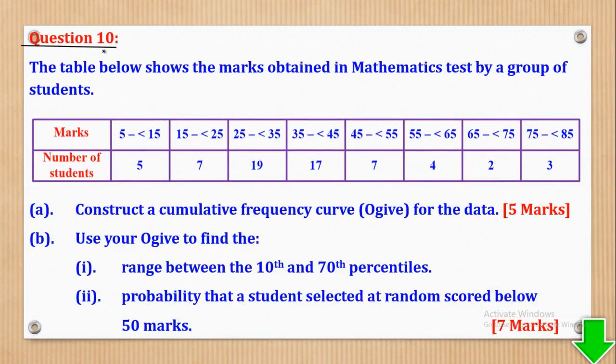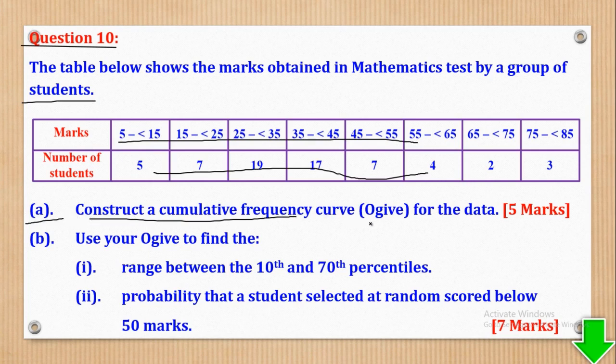Now we shall go to question 10. Question 10 says that the table below shows the marks obtained in a mathematics test by a group of students. These are the marks, and these are the number of students for each group of marks. Part A, construct a cumulative frequency curve for the data. Part B, use the ogive to find: one, the range between the 10th and 70th percentiles; two, the probability that a student selected at random scored below 50 marks.